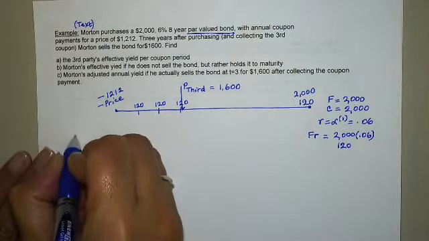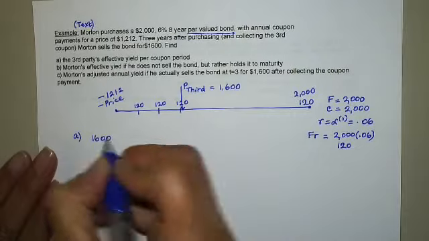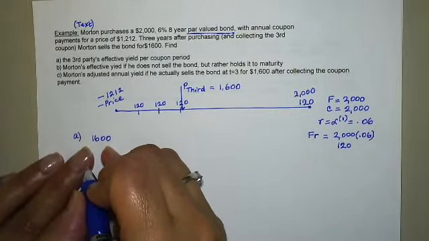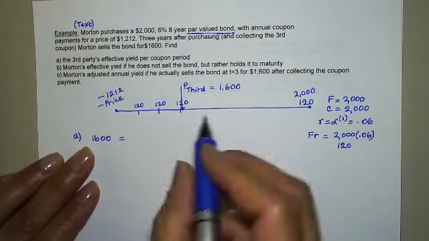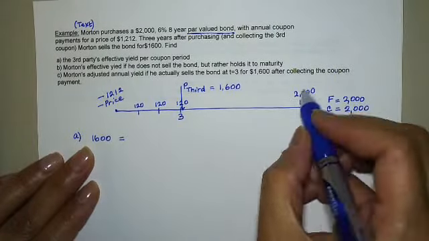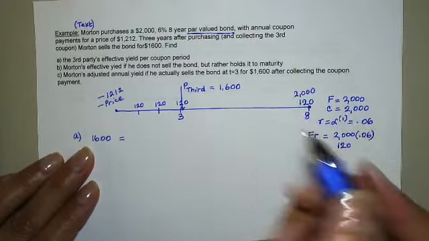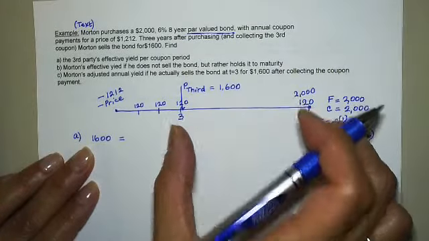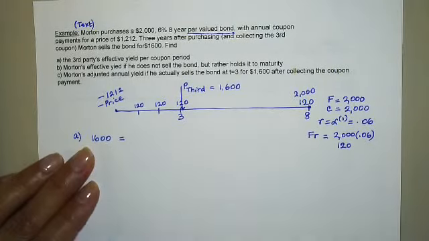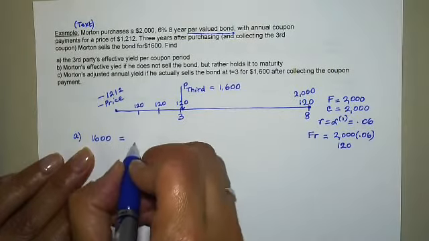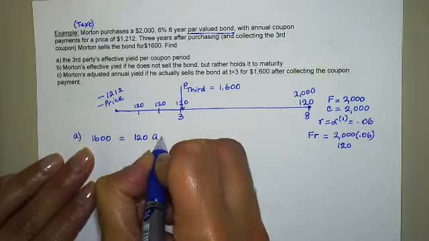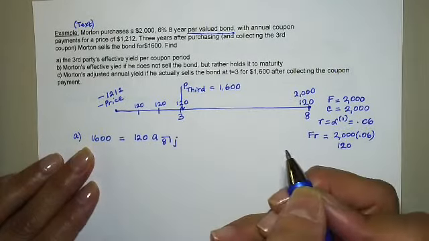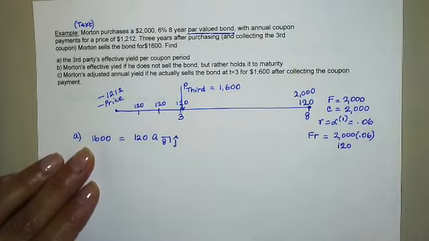Can you do it? Third party's yield. How much is the third party paying for this bond? 1,600. Okay, 1,600. Let's call this A. 1,600 is what they pay. How many coupons will they collect? 5. So I'm at time 3, and this is time 8. So there are 5 coupons remaining between here and here. That's what the third party will collect, right?